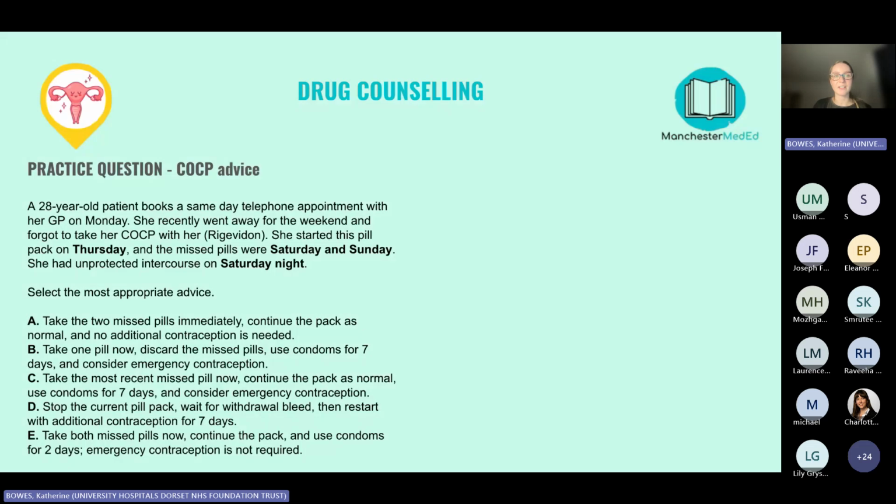Okay, so drug counselling. So this is advice on the combined pill. So hopefully this one will be a little bit quicker and like the message when you're done.